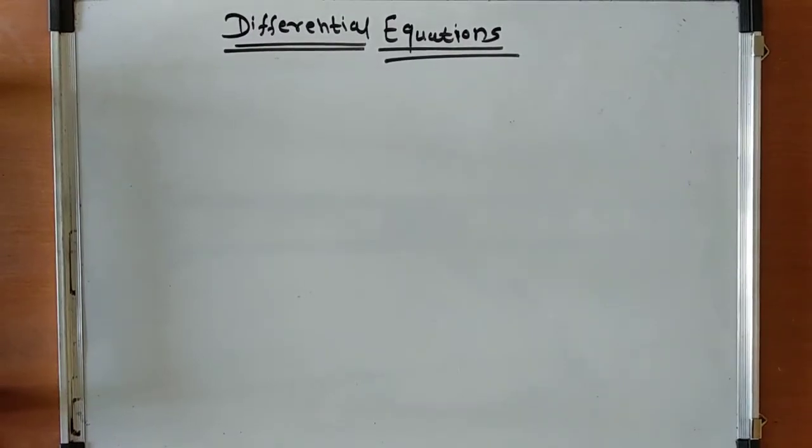Hello friends, today we'll start differential equations. In mathematics and physics, we call changing entities variables and the rate of change of one variable with respect to another a derivative. Equations expressing a relationship among these variables and their derivatives are known as differential equations.